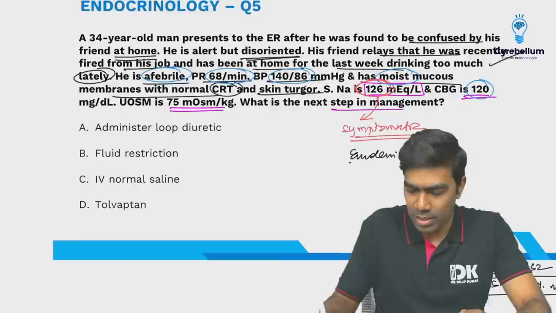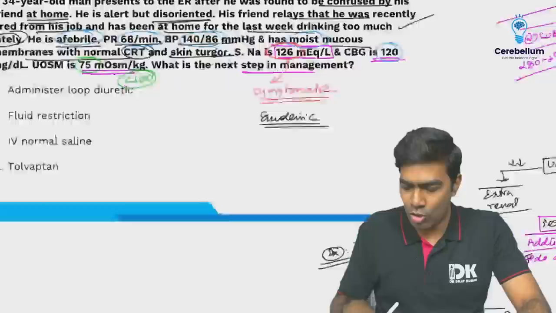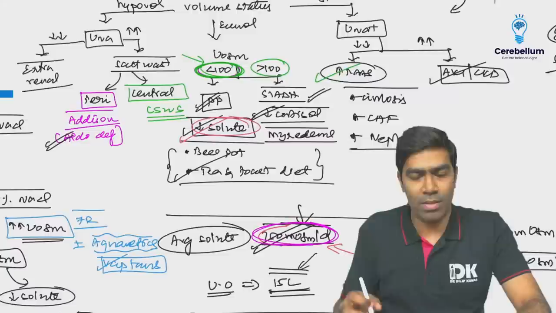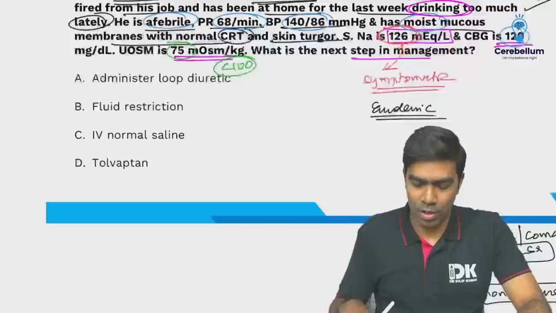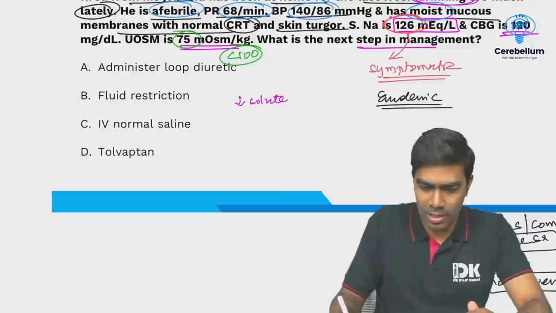With symptomatic euvolemic hyponatremia, the next step is to look at the urine osmolality. Urine osmolality is less than 100. So we are in this area. Euvolemic, it could be either psychogenic polydipsia or low solute hyponatremia. We have been very clear that the patient is drinking continuously for the last so many days because of some stressful event. So this is basically a low solute hyponatremia.